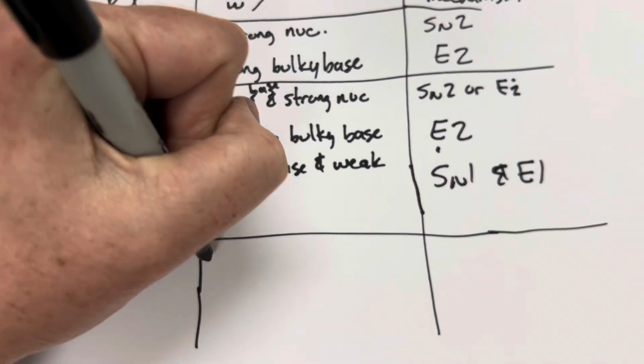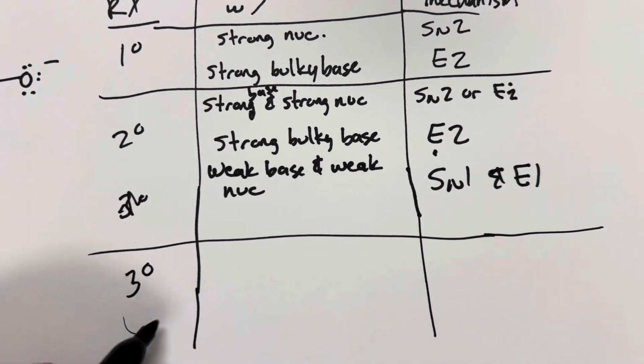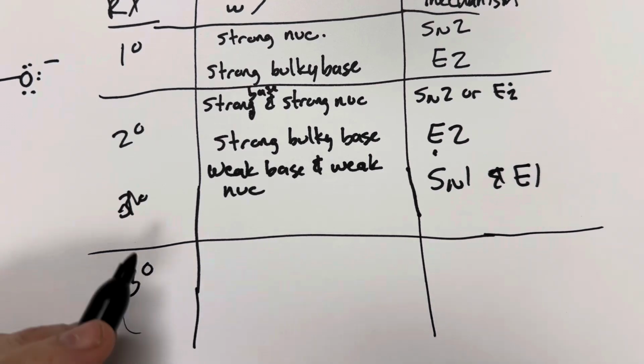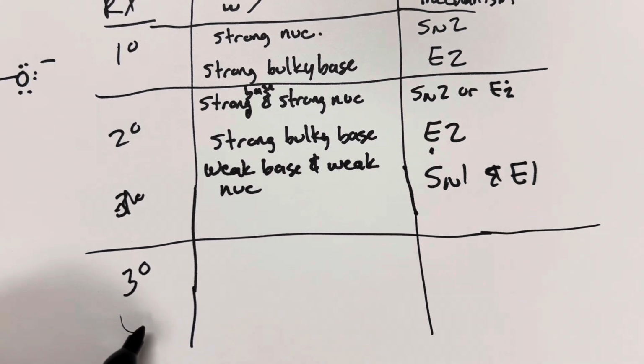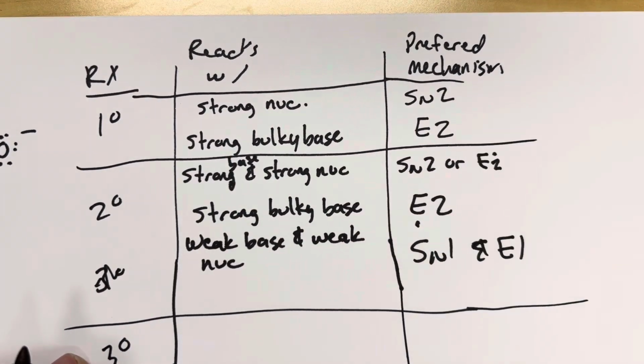If you have a tertiary, generally we want to do SN1 or E1, but let's talk about what might happen. Or E2 as well, obviously. We talked about E2 preferring tertiary as well. So pretty much the only thing that prefers primary is an SN2.